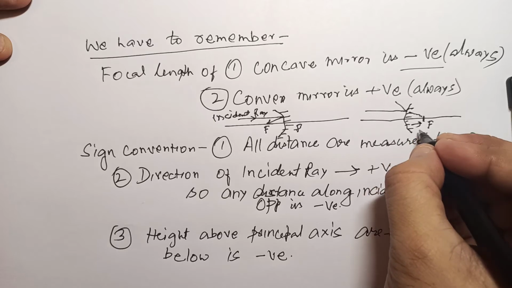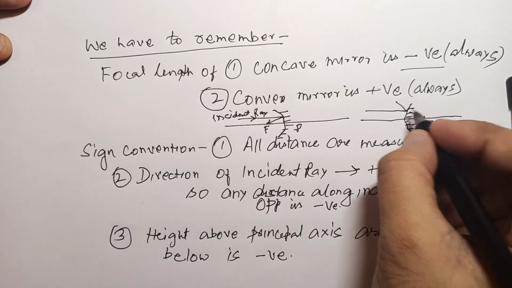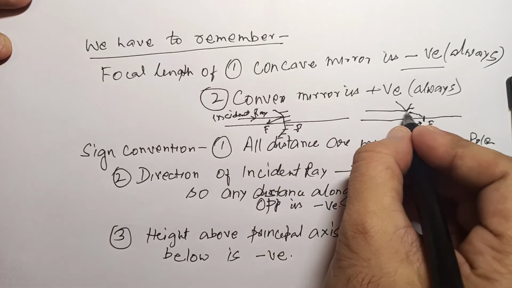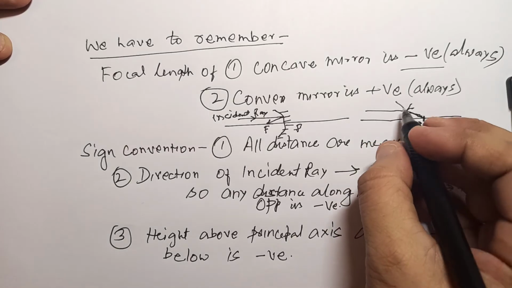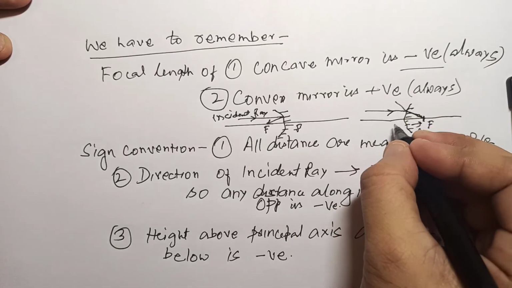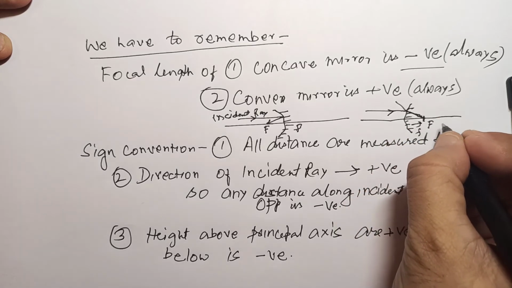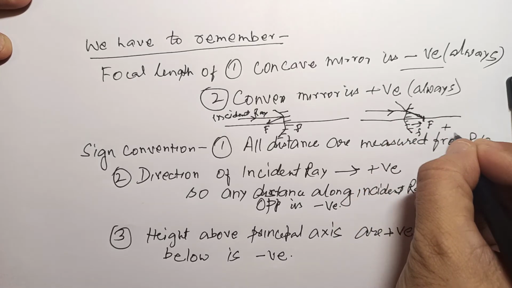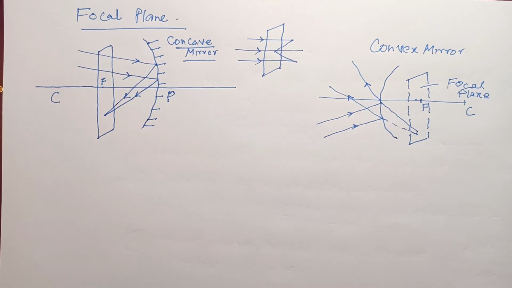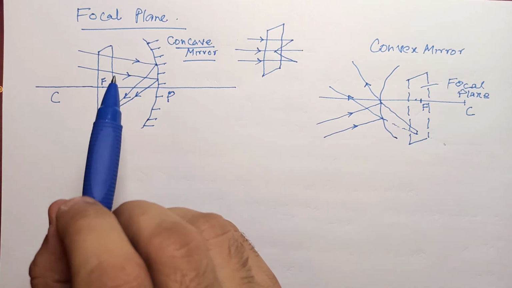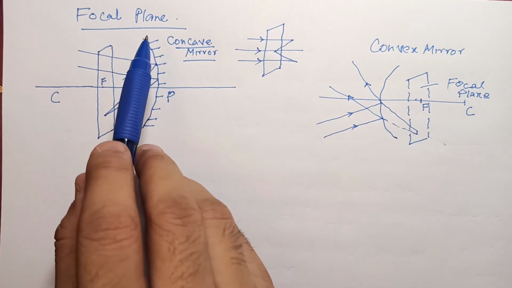So here the focal distance is this way, this way, so it is along the incident ray, so it's positive. Okay, so this you need to remember. So now we will talk about the concept of focal plane.